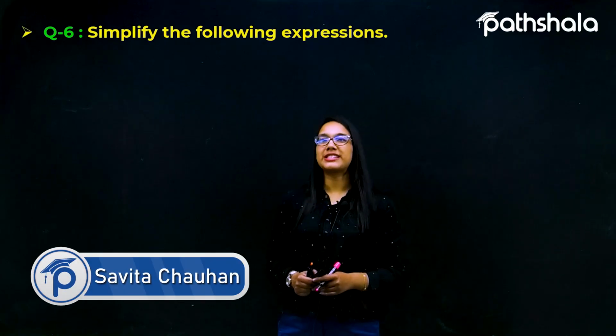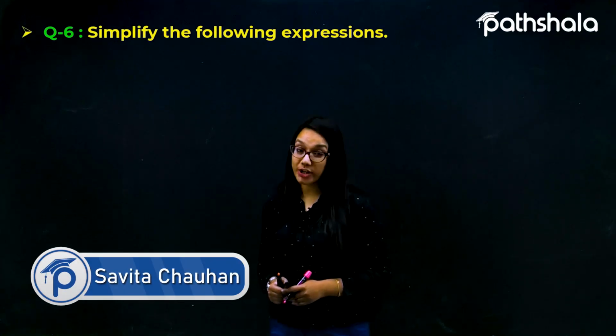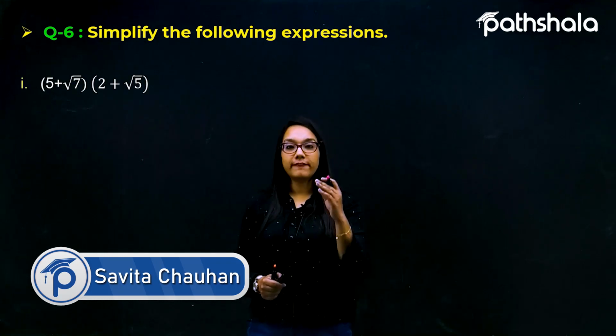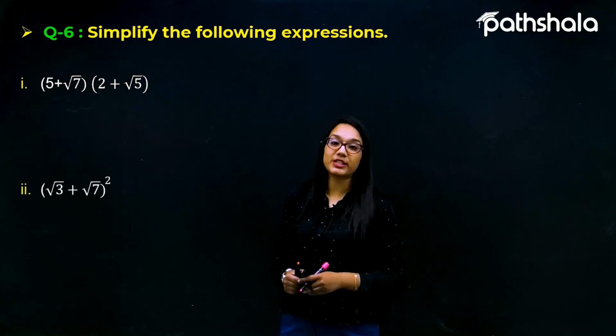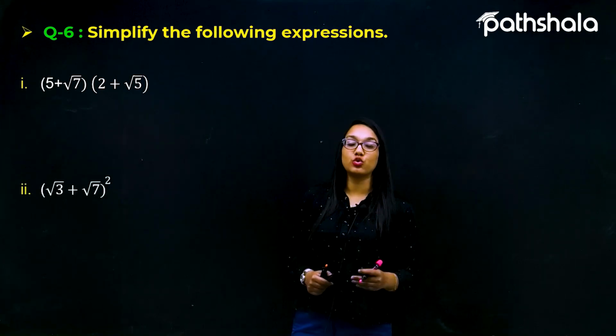So let's just move on further towards question number 6, and question number 6 says simplify the following expressions. The first expression is (5 + √7)(2 + √5), and the second expression is (√3 + √7) whole square.